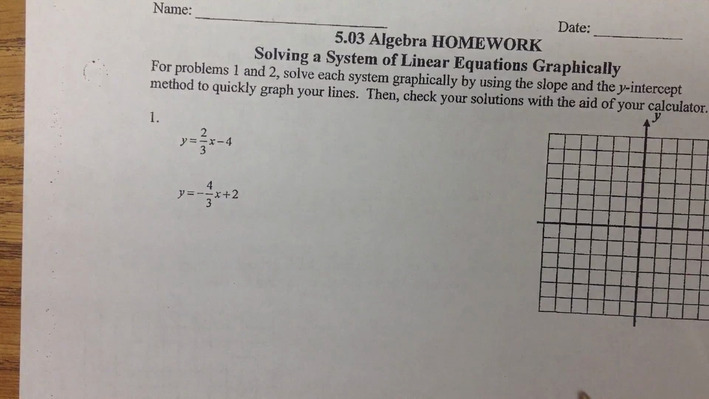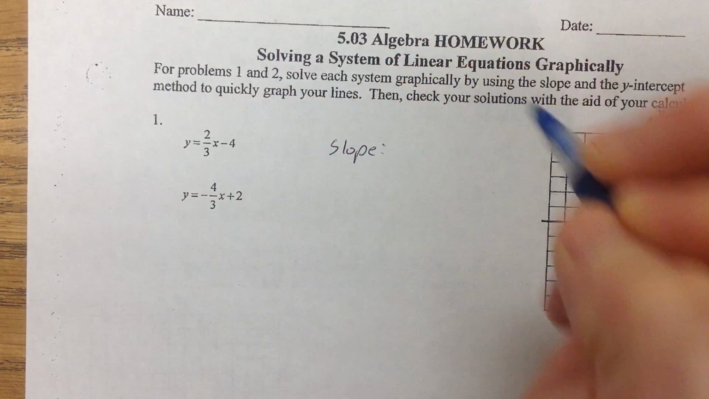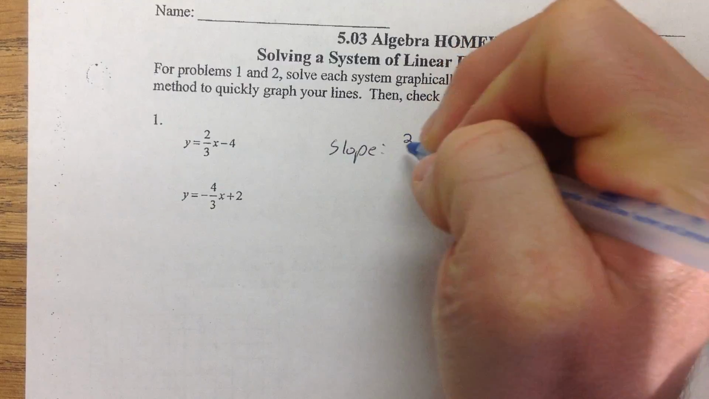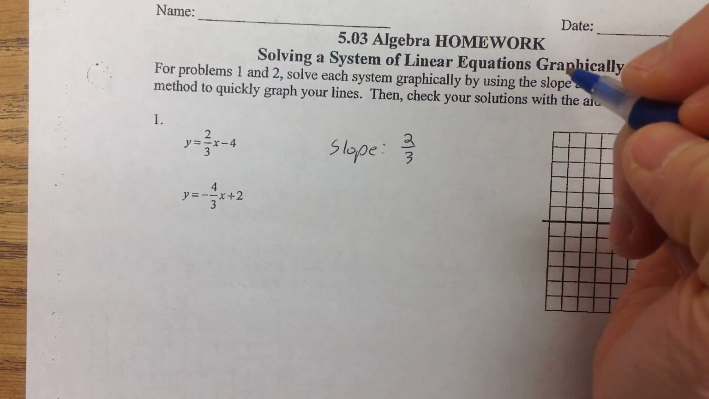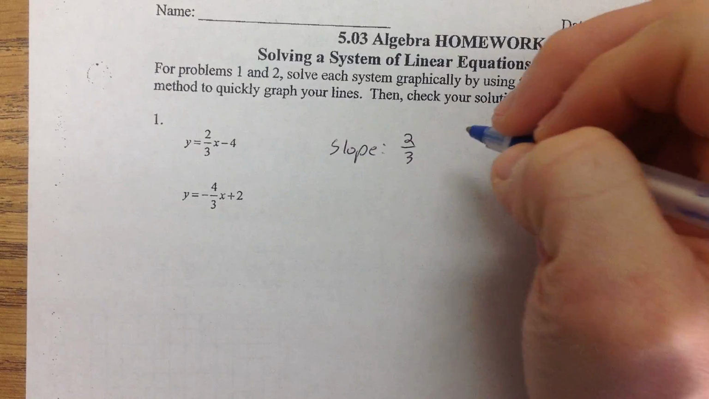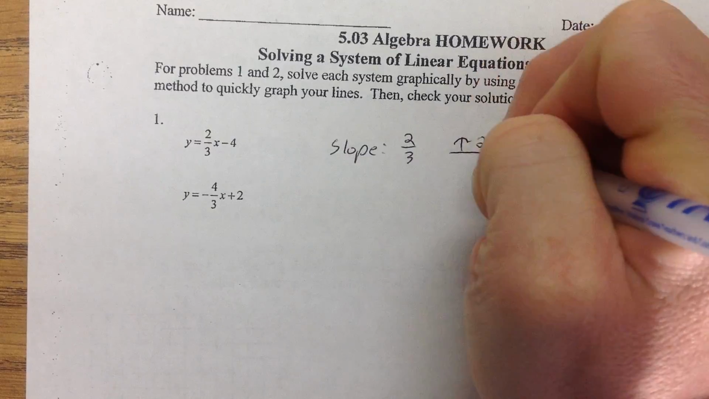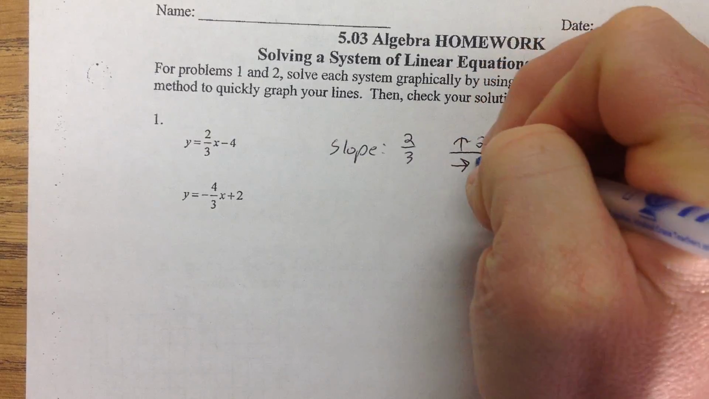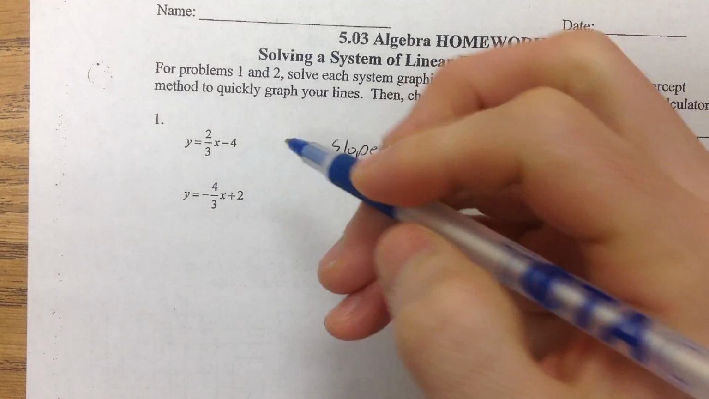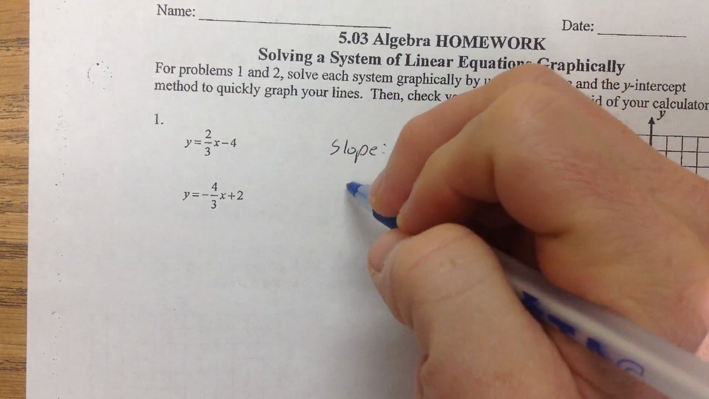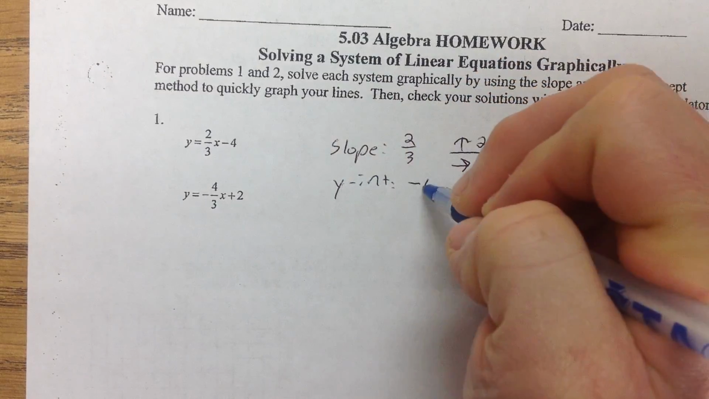All right, so on the first one here, our slope is 2/3, and I know that it is 2/3 because it is the number next to the x. Slope, if we remember, is rise over run, which means I'm going to move up 2 because it's a positive 2, and to the right 3 because it's a positive 3. The y-intercept is where I start my graph. So for this first equation, my y-intercept is a negative 4.